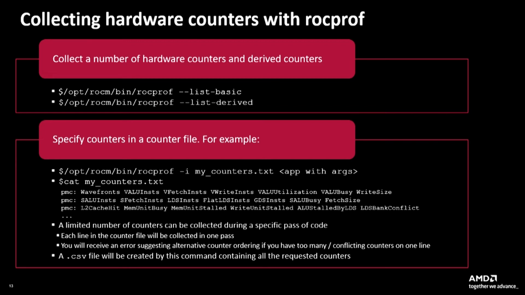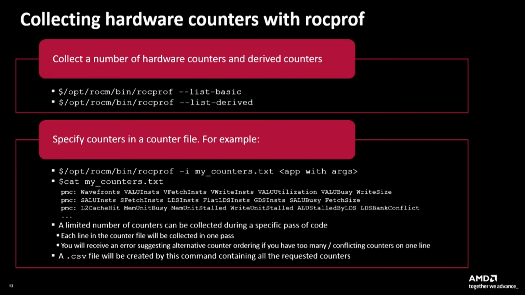I've given a limited number of counters in each line, which is prefixed by the keyword PMC, and then you list them just by giving spaces. There is no need to provide commas or semicolons and things like that. There is a limited number of counters that you can collect during a specific pass of your application. Obviously, the more counters you want to collect, the more overhead it's going to be, and the more passes it will require. So each line in this counter file will be collected in one pass.